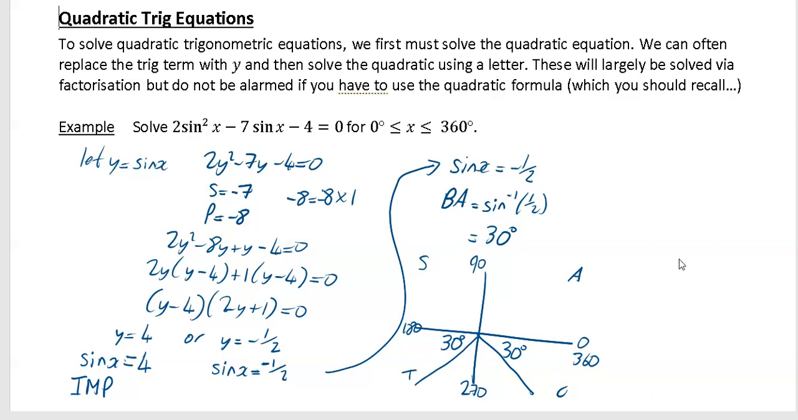So it's going to be all the way around to this bit here. So your two angles in this case are going to be x is equal to, one of them was 180 plus 30, which is going to be 210 degrees, and the other one was 30 degrees short of a full turn, so 360 minus 30, which is going to be 330 degrees. And there's your two things done.